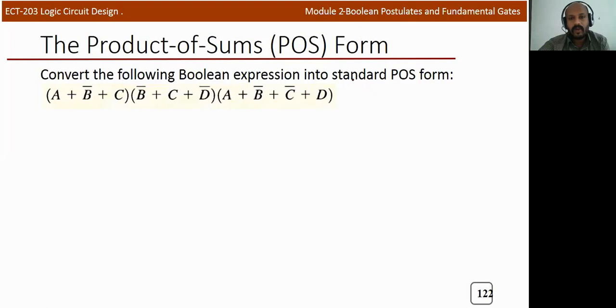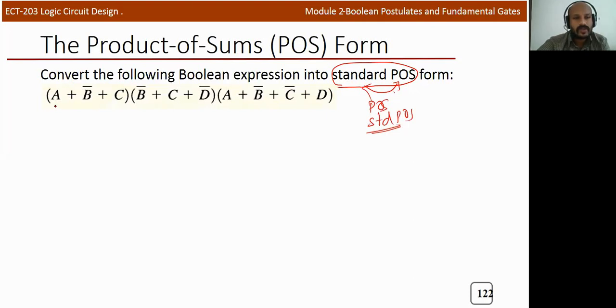Now we will convert the following Boolean expression into standard POS form. So the given result is not in standard POS form, just like in SOP. And what do you mean by standard POS form? In the question, you need to verify whether the final expression should be in POS or standard POS. These are different. Standard POS form and POS form are different. So always make sure which one is given, whether it is a POS form or a standard POS form.